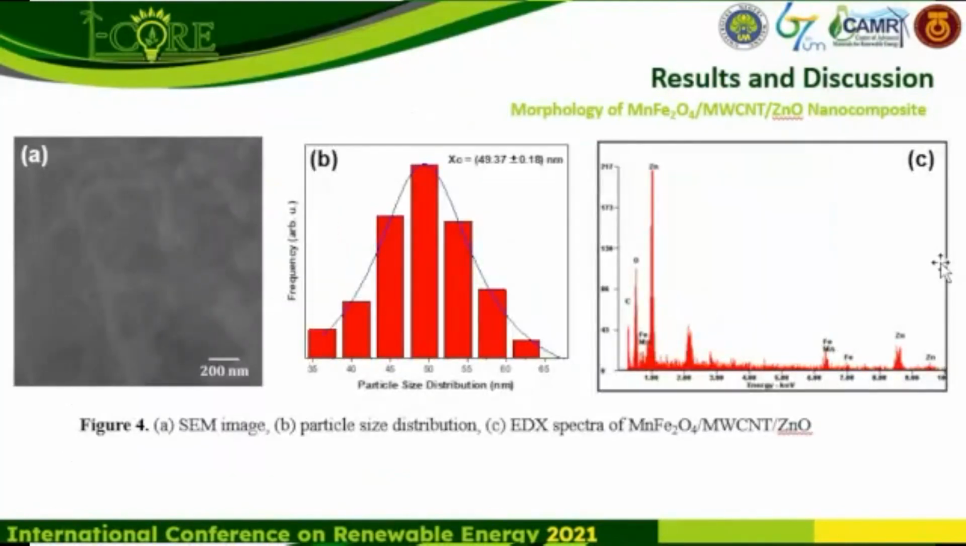Next, we will talk about the morphology of the nanocomposite. In figure 4A, you can see that there are small spherical particles representing manganese ferrite and zinc oxide materials that tend to stick around the rod-shaped material, which is multi-walled carbon nanotubes.